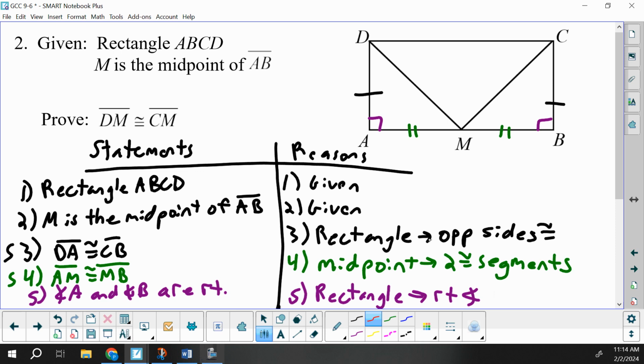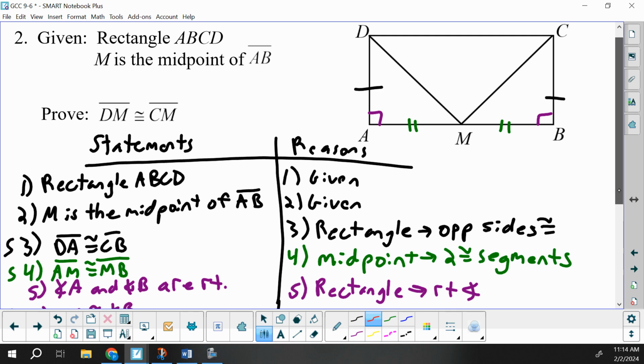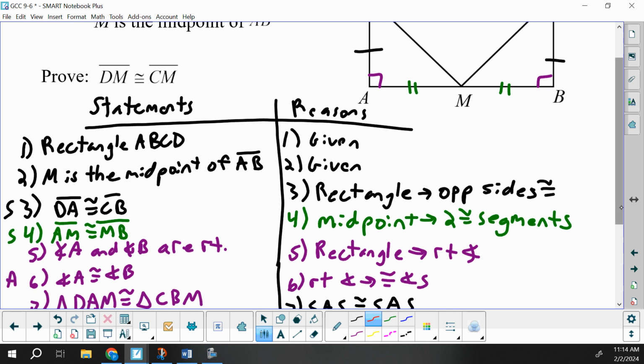All right, so from our givens, we have a couple rectangle things we'll use and the midpoint. Our goal is to get those triangles on the left and right congruent, so then we can do congruent triangles implies congruent corresponding parts. So at some point, you need to do rectangle implies opposite sides congruent to get that left and right side congruent. You've got to do midpoint implies 2 congruent segments to get the AM and MB congruent. And then rectangle implies right angle to get A and B are right angles, followed by right angles implies congruent angles.